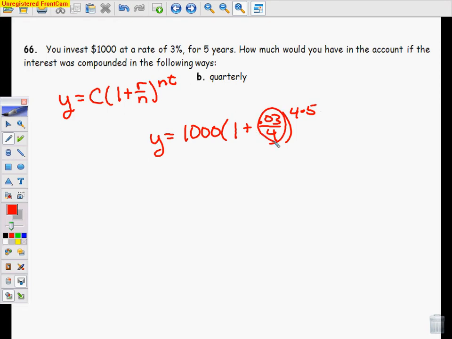When you type 0.03 divided by 4, you get 0.0075. So this simplifies to 1,000 times 1.0075. And 4 times 5, we know that is 20. All right. Now 1,000 times 1.0075 raised to the 20th power gives you $1,161.18. Okay. Great. So that was quarterly.